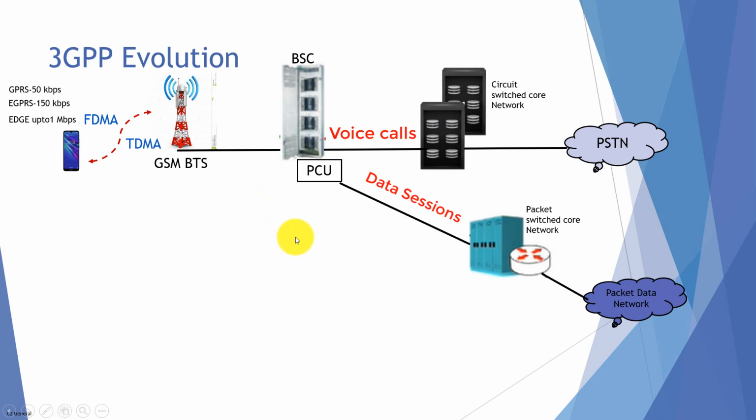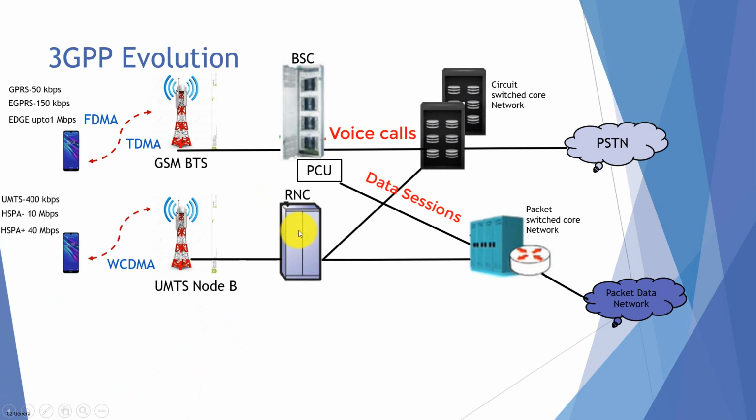Now let's start talking about the 3G networks. 3G stands for UMTS, which is Universal Mobile Telecommunication System. If you compare what exists in 2G and what is in the 3G network, we will find many differences.